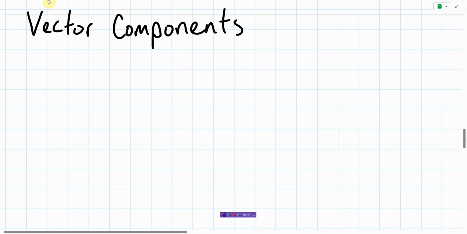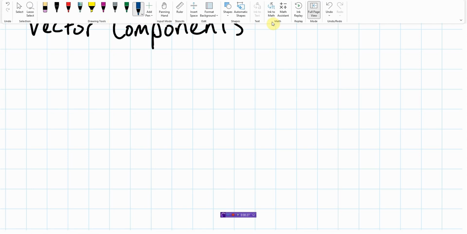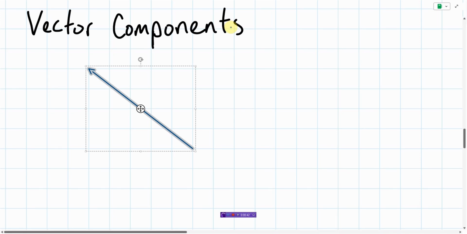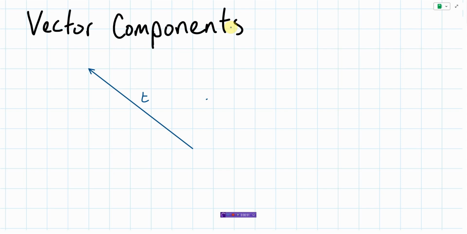So I'm going to draw a random vector. It doesn't really matter what it is, so I'm just going to do an auto shape here. And we'll do just a random arrow. There we go. Okay. So this is a vector. It could represent any vector quantity. Let's just give it a name so we have something to work with. How about vector E? I don't know why, just because E. Why not?